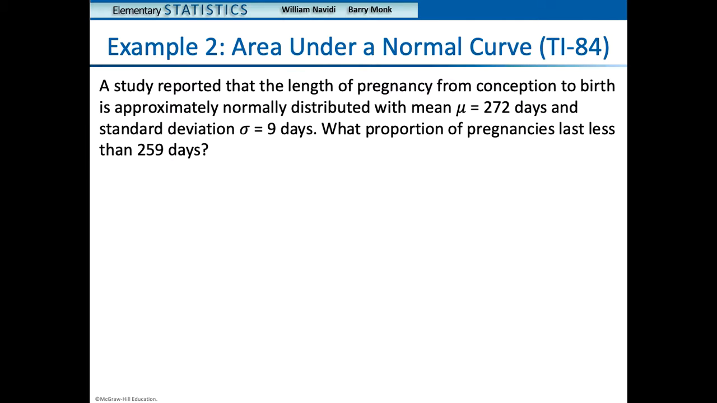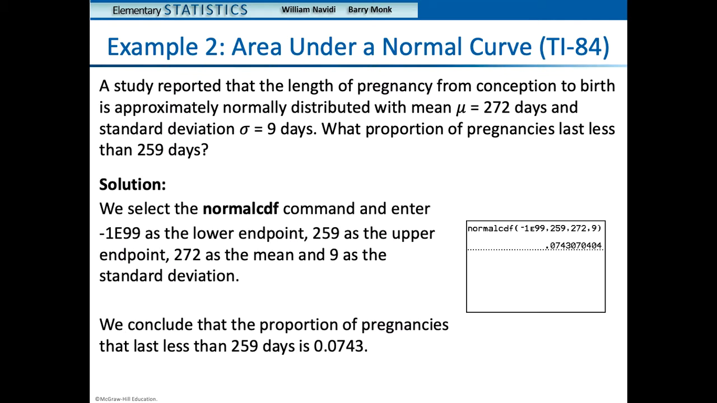Let's go back to this example and illustrate how we would use the calculator for this one. What proportion of pregnancies last less than 259 days? Again, we would use the normal CDF command, and again, for the lower endpoint, we would put -1e99, and this time we would put 259 as the upper endpoint, and then 272 as the mean and 9 as the standard deviation. We can just type those numbers in directly, so we don't need to convert them to z-scores first.